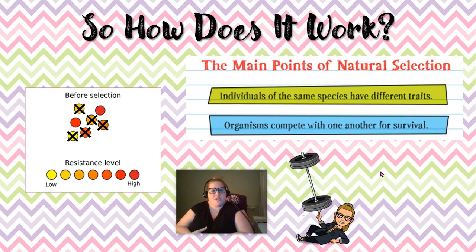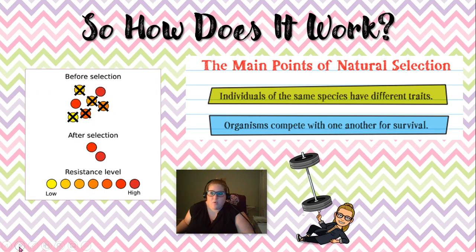And we have learned with natural selection that organisms, even bacteria, must compete with one another for survival. So in this instance, the organisms that are more resistant to the antibiotics are going to be able to survive and reproduce. So if we go to our next slide, we're going to see what this population now looks like after this first form of natural selection has happened.